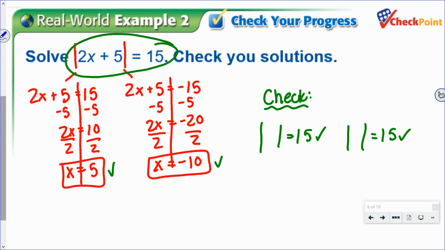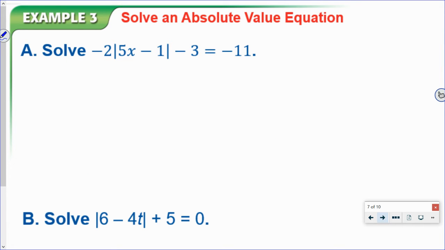Now, they're not always that easy. Sometimes we have stuff around the absolute value bars, and by stuff, I mean other numbers and such. If you look at the next page, this one, I have a lot going on on the left-hand side of my equation. I'm going to highlight my absolute value bars in red. But look, I have this negative 2 out in front. I have this minus 3.